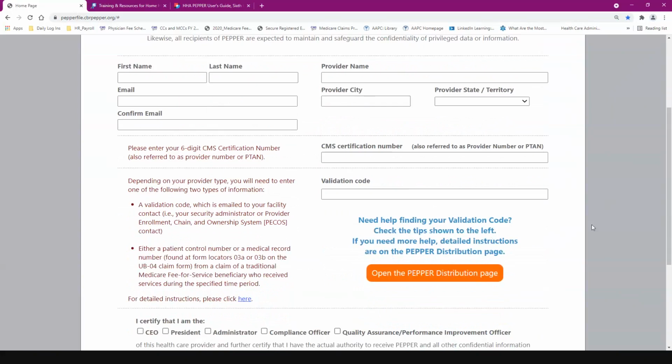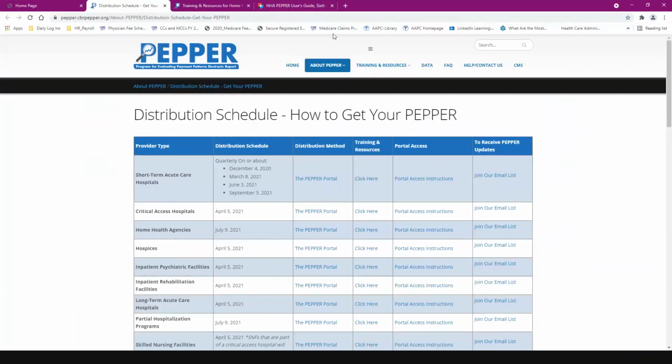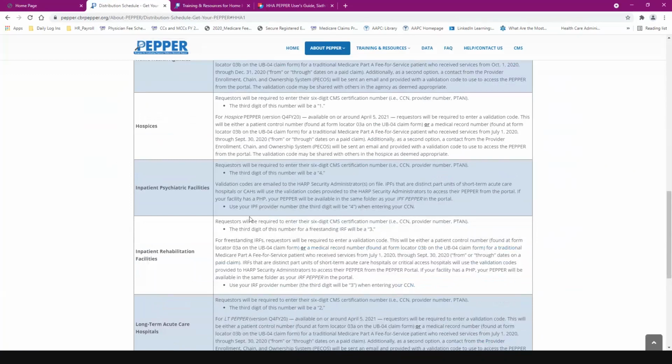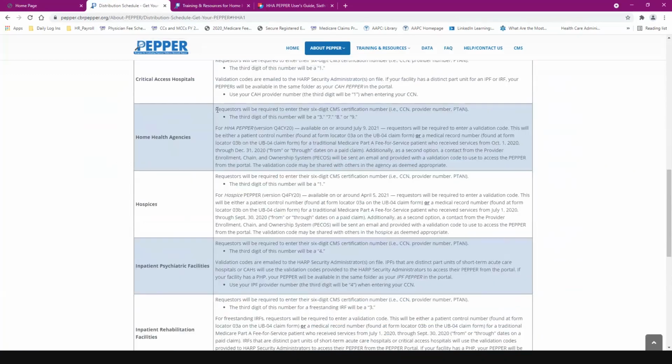And we do have detailed instructions. I'm just going to click here so that we can see, to make sure I'm sharing it correctly. Yes, okay. So this is the distribution center, and it has information right here for home health agencies. You can click on the portal access instructions, and it spells it out for you there.